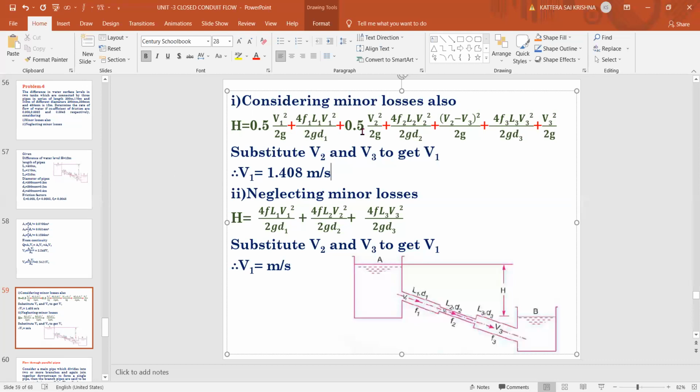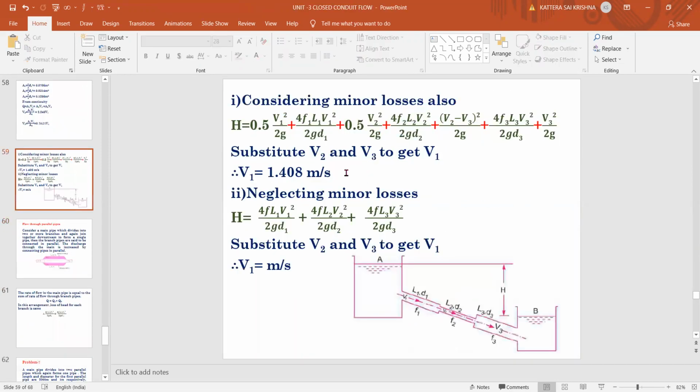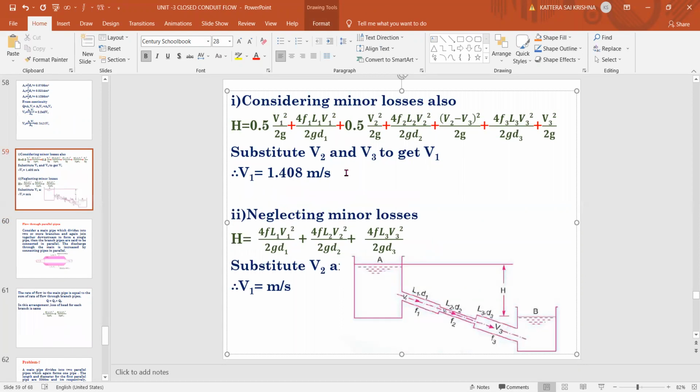So you can solve it later. Just you can copy this. V1 equal to 1.408 meters per second. Right. So what is asking in the problem? Whether he's asking velocity? No, he's asking the discharge. So you can write out next step.